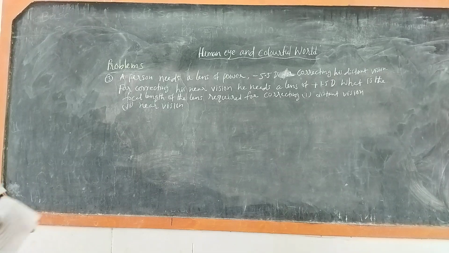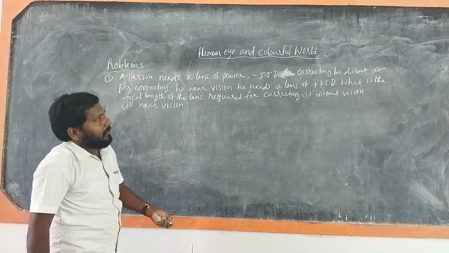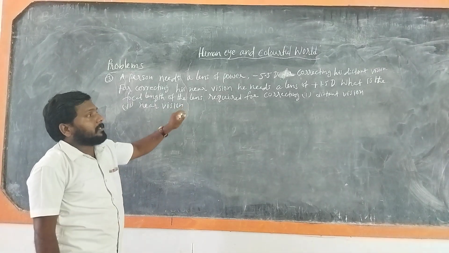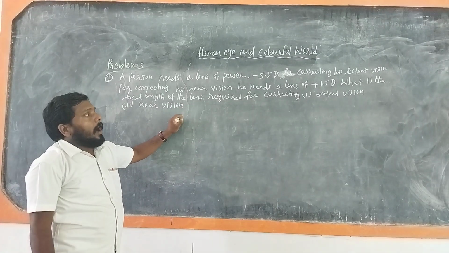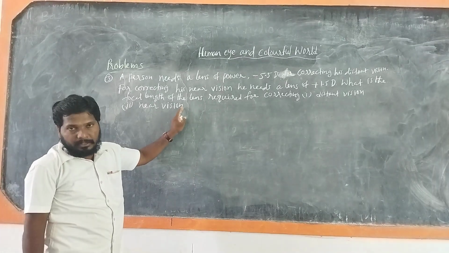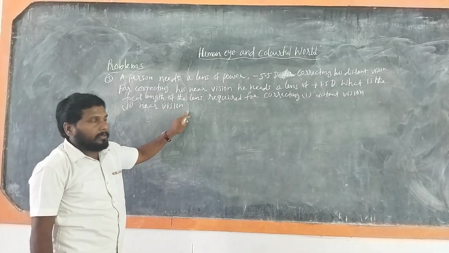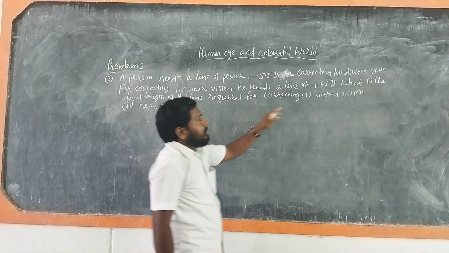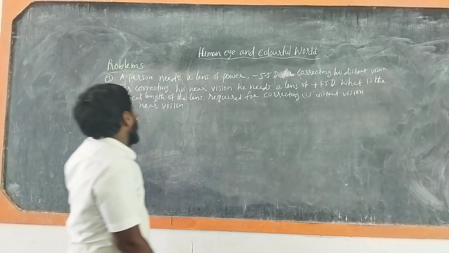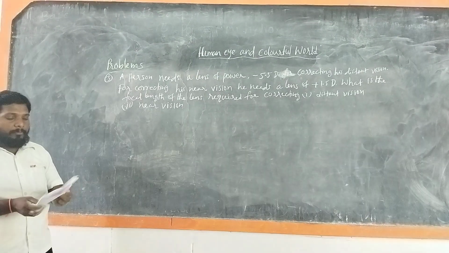So previously we calculated focal length and we calculated the power. In this problem the power of a lens is given. Let's calculate the focal length of the lens for correcting distant vision, and the second one is near vision. So minus 5.5.